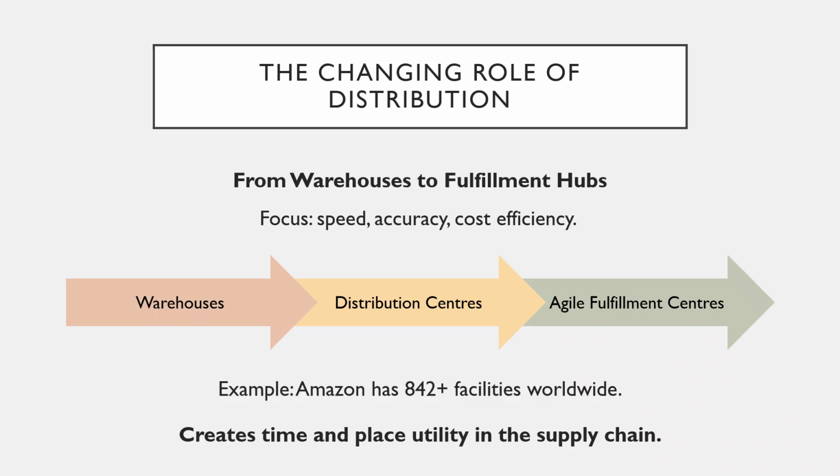Chapter 10 looks at how distribution has changed in the supply chain. Today, it's all about speed, accuracy, and cost efficiency. Warehouses have evolved into distribution centers and now into agile fulfillment hubs. Amazon shows this best, growing to more than 842 facilities worldwide. The goal is to create what's called time and place utility, making sure products are available where and when they're needed.